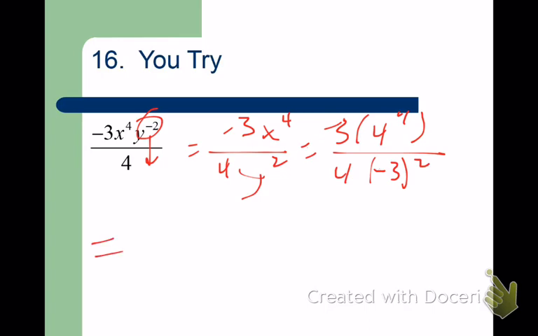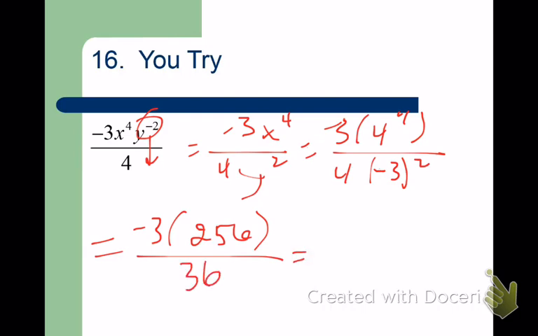Okay, so what do we get? 4 to the fourth power. 4 times 4 times 4 times 4, I think, is 256. I'm going to type this into my calculator, and indeed it is. So we get negative 3 times 256 all over negative 3 squared, which is 9. 9 times 4 is 36. I'm going to work a little smarter and not harder and simplify this. So this is going to be a 1, and this is going to be a 12. So I get negative 256 over 12.